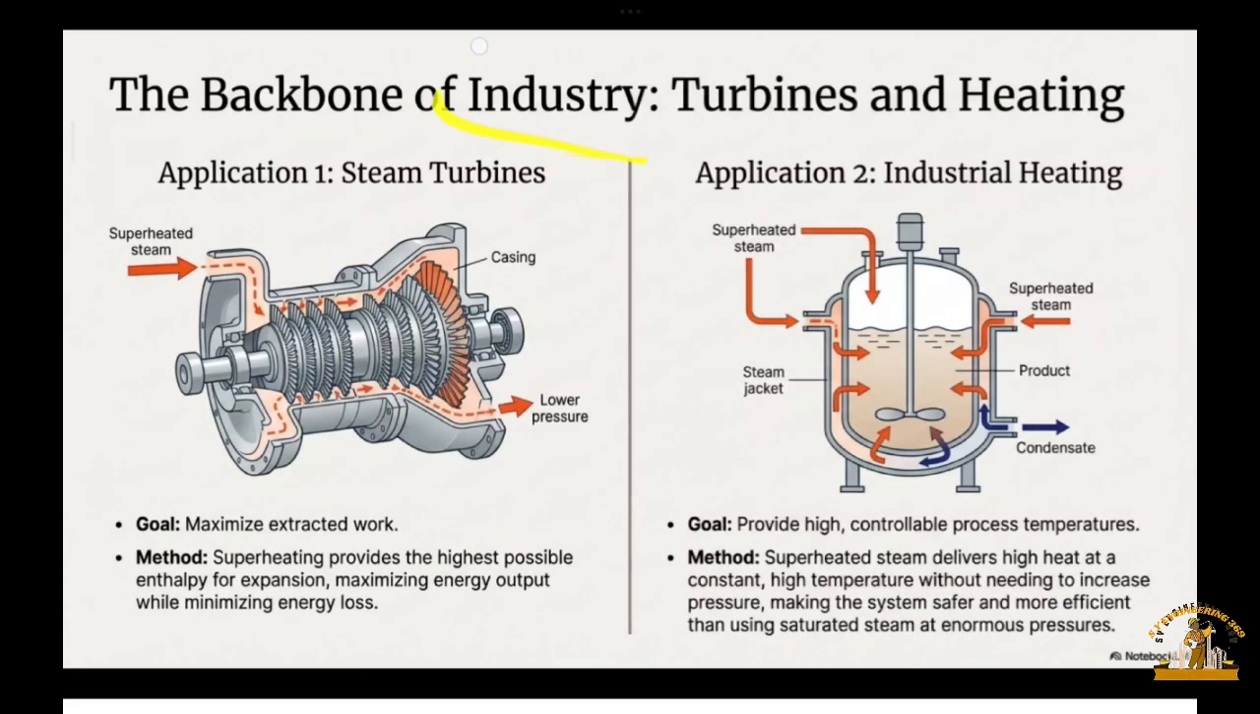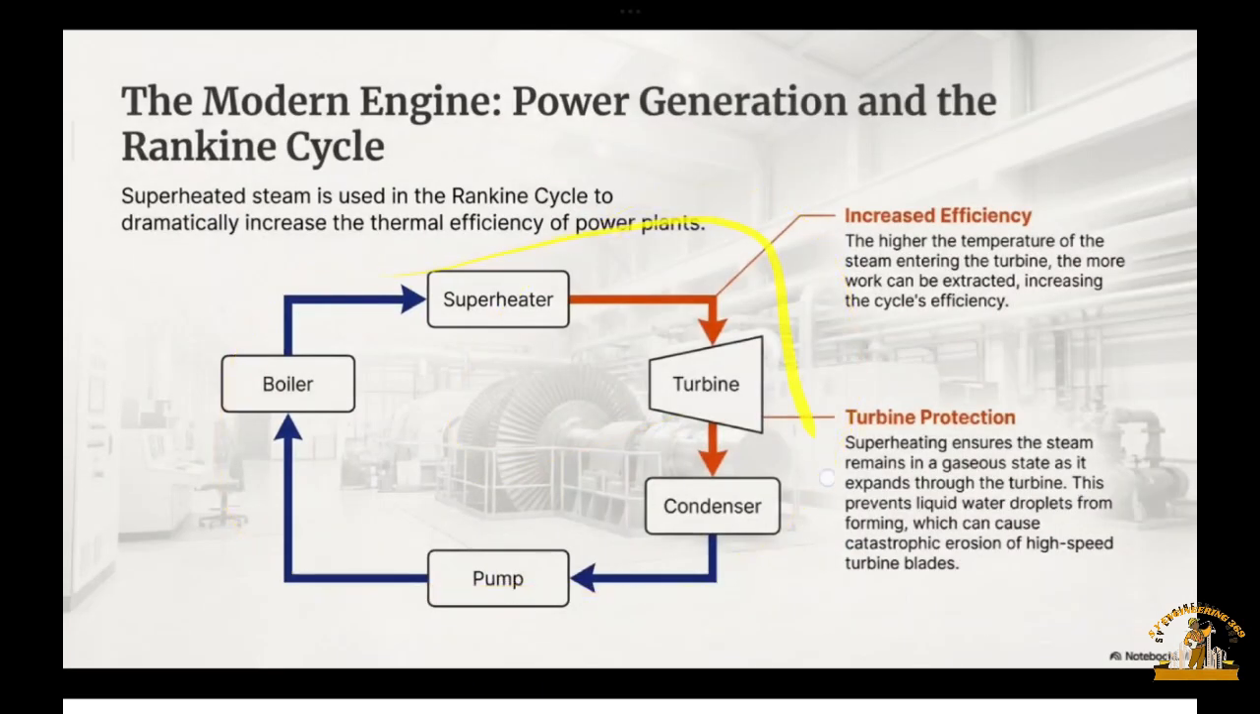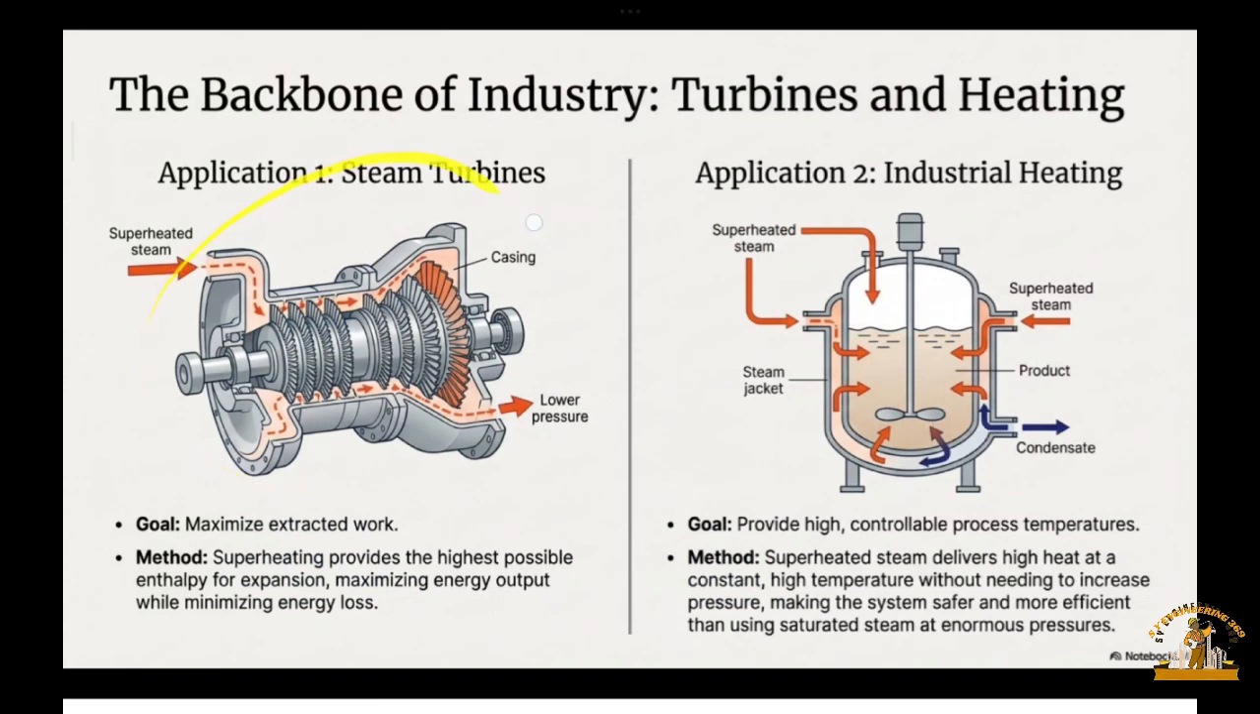The backbone of industry: turbines and heating. Application 1 is steam turbines. As we showed in this cycle, this cycle is 90% used in steam turbines.